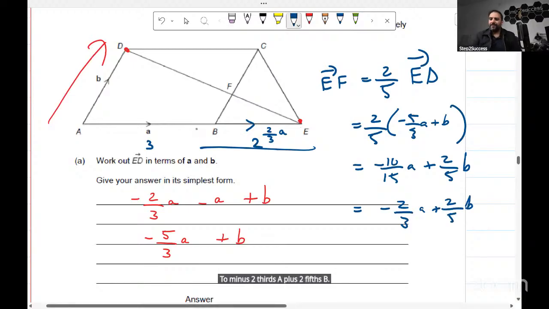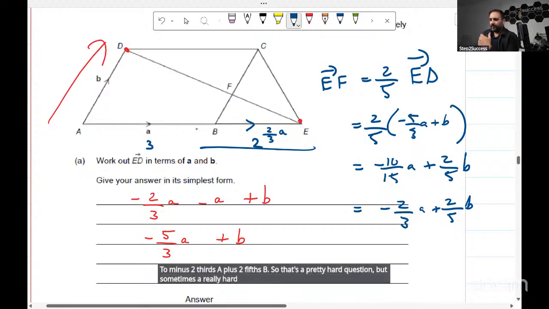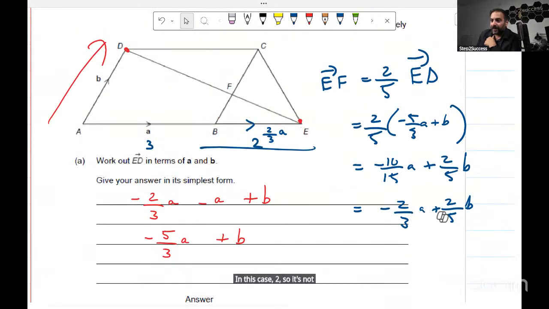So that's a pretty hard question, but sometimes the really hard questions are worth quite small numbers of marks. In this case, 2, so it's not really that big a deal. Right, hopefully that was helpful.